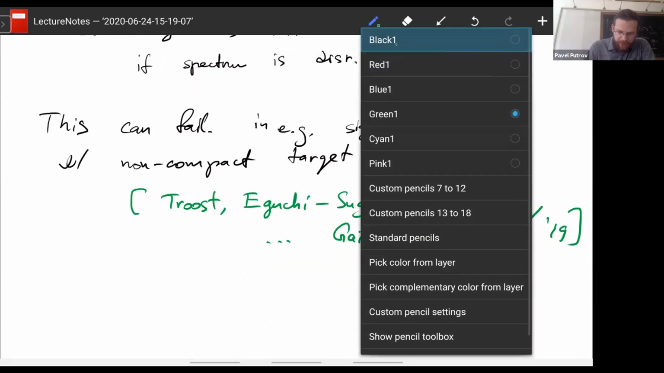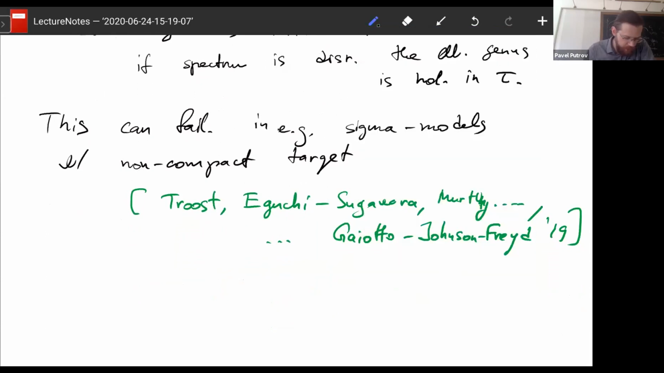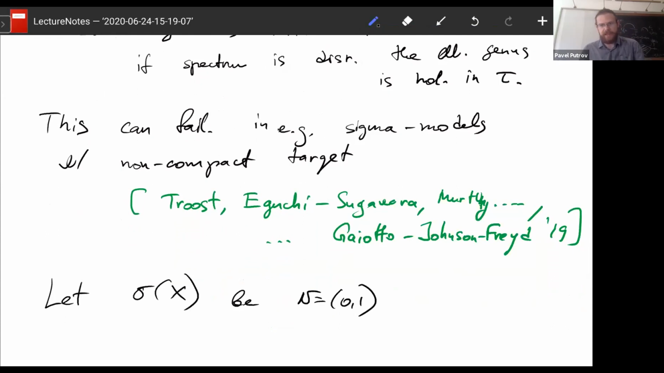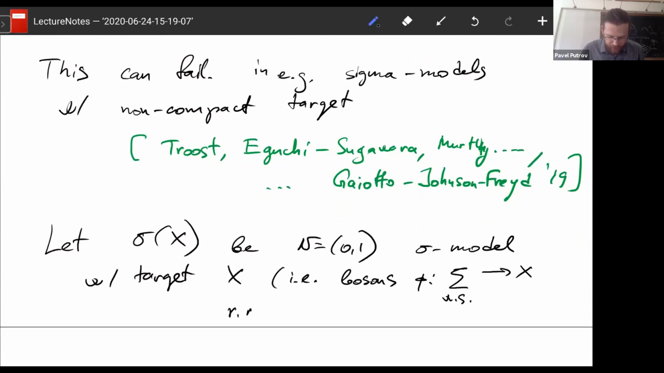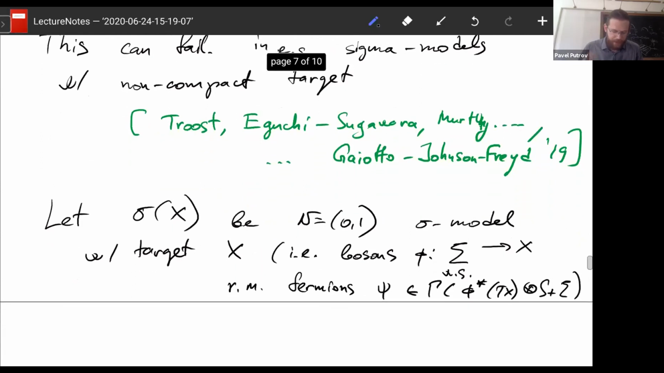which makes the following statement in particular. If you take sigma of X, let me denote it to be a sigma model with at least (0,1) supersymmetry, so there is at least one supercharge in the right moving sector, with target X. This means we have bosons, maps from the worldsheet sigma to X, and right moving fermions. Roughly they are valued in the tangent bundle, but to be precise, they are sections of the pullback of the tangent bundle tensored with the right moving spinor bundle on the worldsheet.